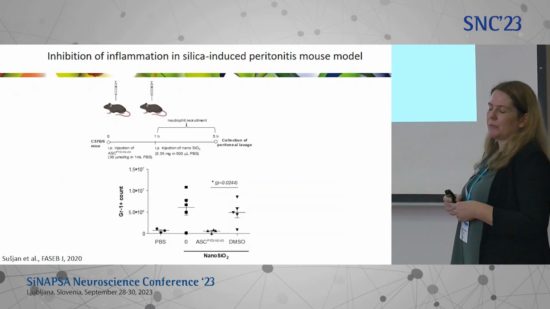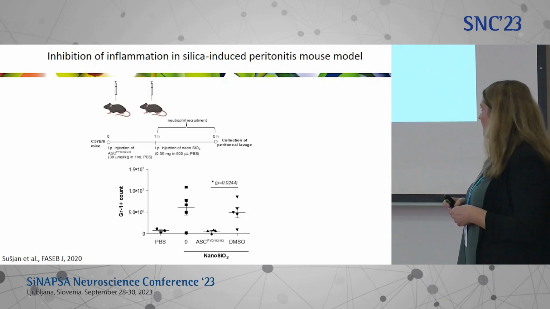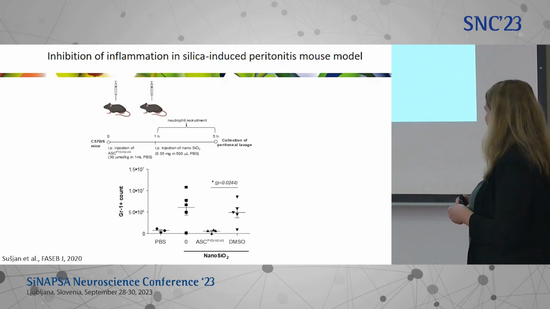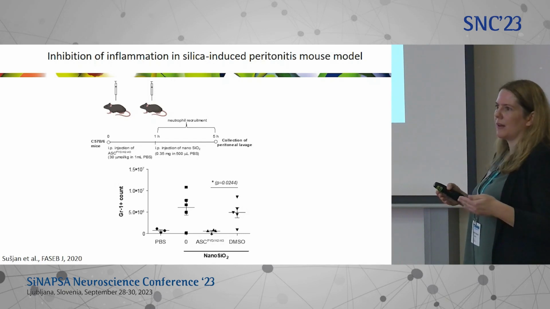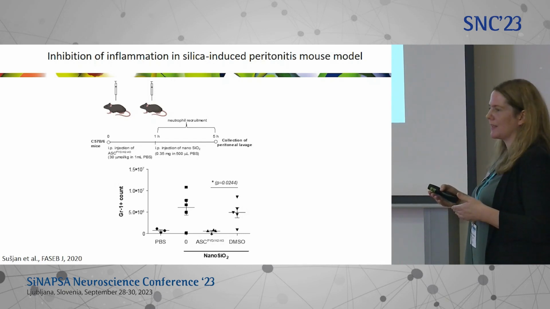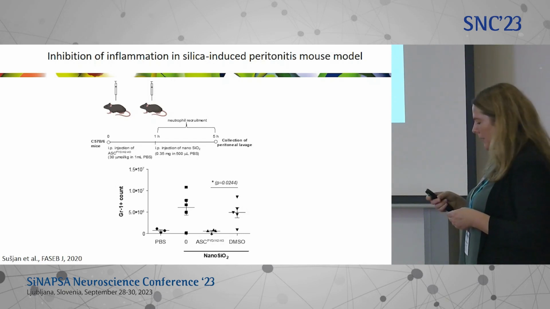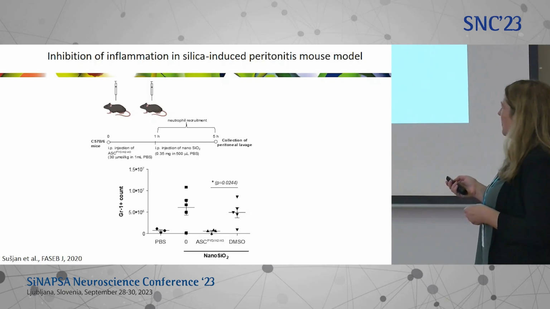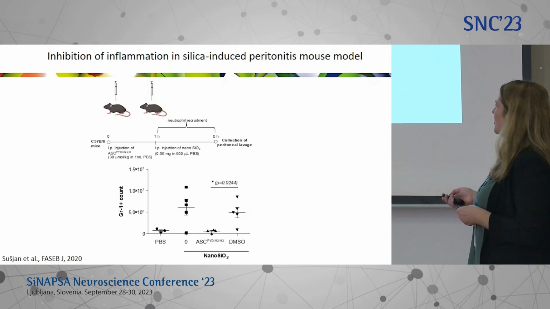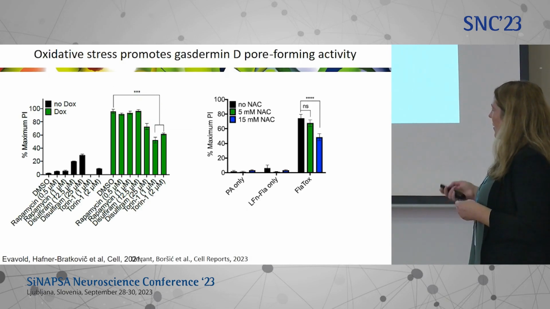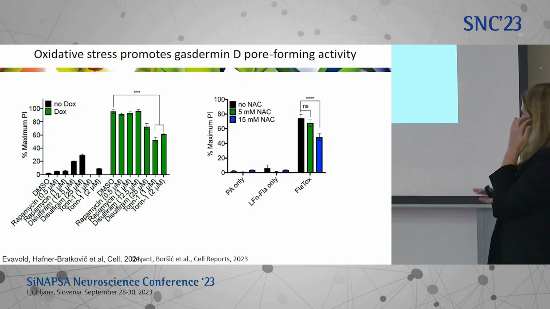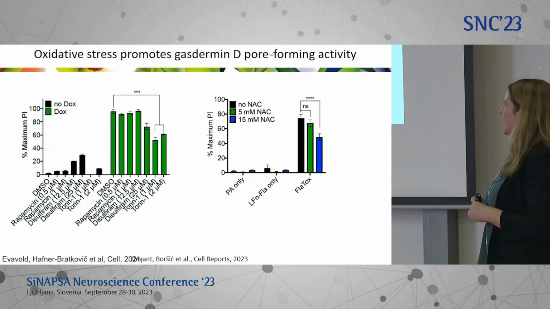We also wanted to see whether these peptides could work in vivo. So we used a very simple model called silica-induced peritonitis. We inject silica crystals into the peritoneum, and then we follow how much neutrophil infiltration there is after several hours, and also how much IL-1 beta we get. What we were able to show is that this peptide is able to inhibit silica-induced peritonitis in this mouse model.